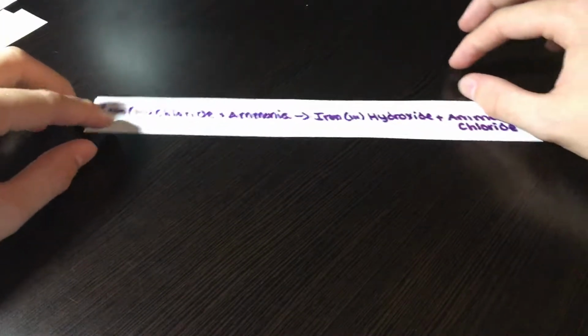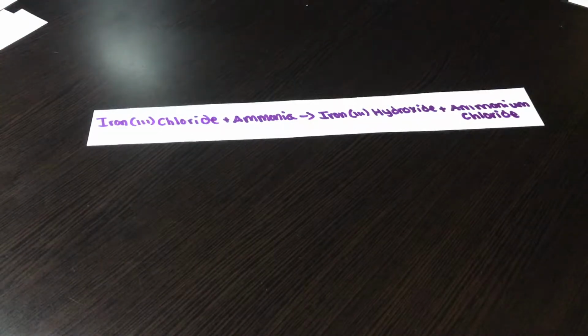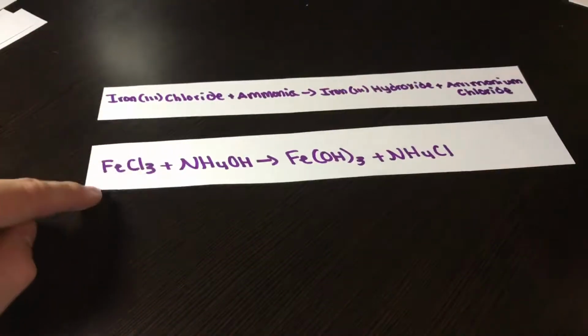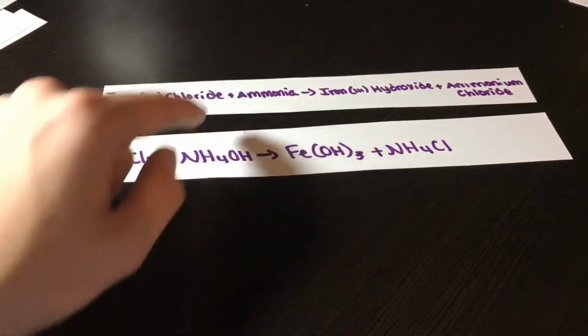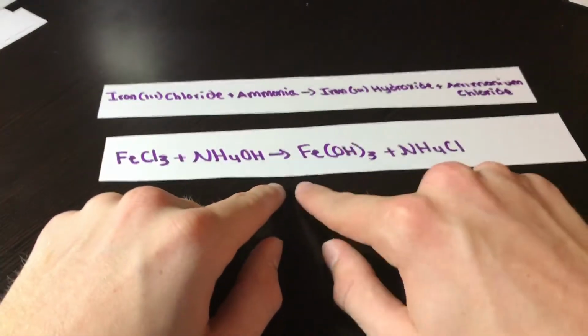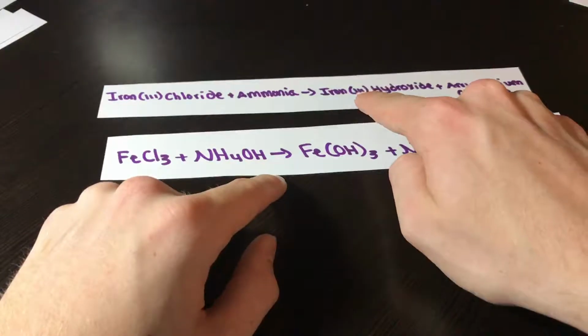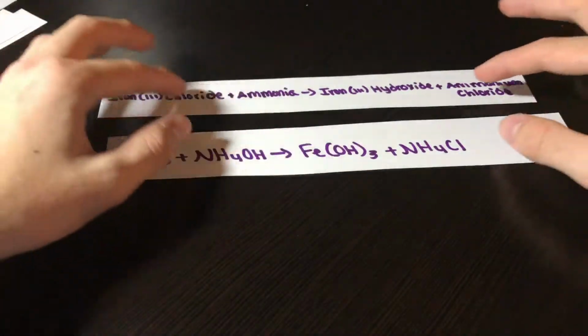Our last example, and arguably the hardest, will be iron 3 chloride plus ammonia goes over to iron 3 hydroxide plus ammonium chloride. So we have to start by writing this out, and it's definitely going to be a little trickier. So we have FeCl3, which is the iron 3 chloride, and the 3 correlates to there. And then we have ammonia, which is NH4OH, and that results in Fe(OH)3, which is the iron hydroxide, and since it's 3, we have the 3. And then ammonium chloride, which is NH4Cl.